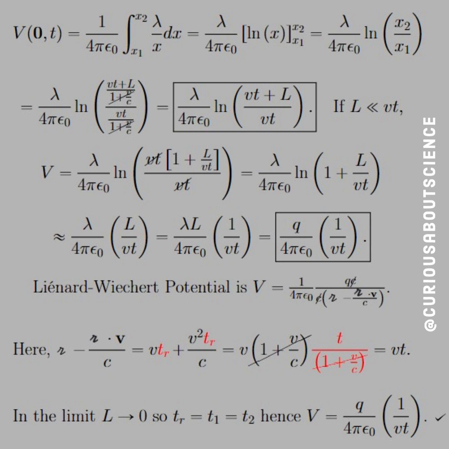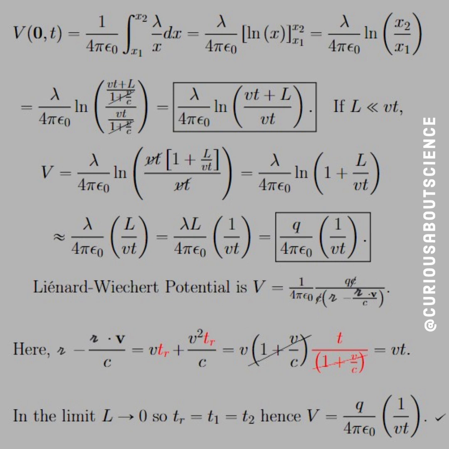So at the origin, V(0, t) is equal to 1 over 4 pi epsilon naught, and again, we're evaluating this between retarded position 1 and retarded position 2, the integral from x1 to x2 of lambda over x dx. Easy enough. That's just natural log. Lambda is a constant, push it through. We see natural log of x2 over x1 due to the rule of logs. If we plug them in, the retarded positions have denominators that cancel. We love that.